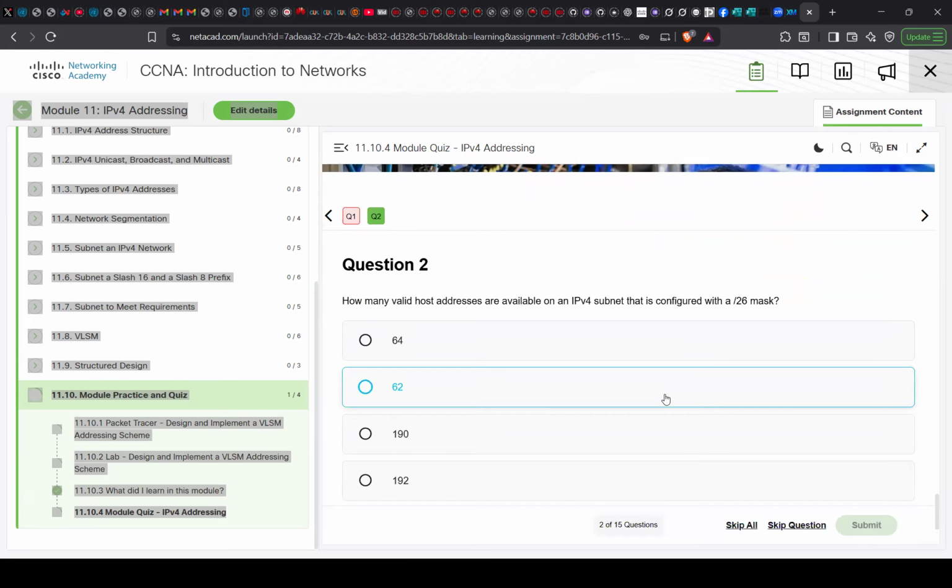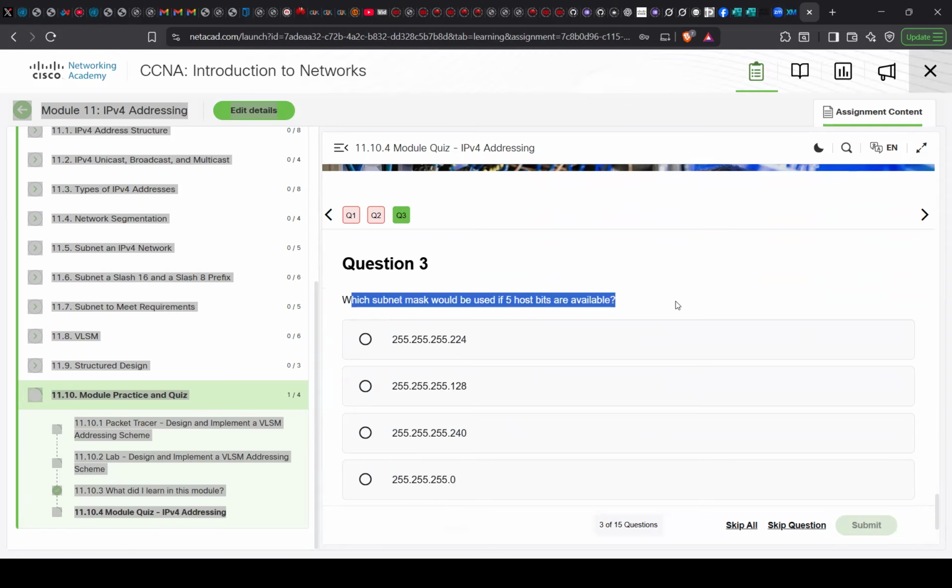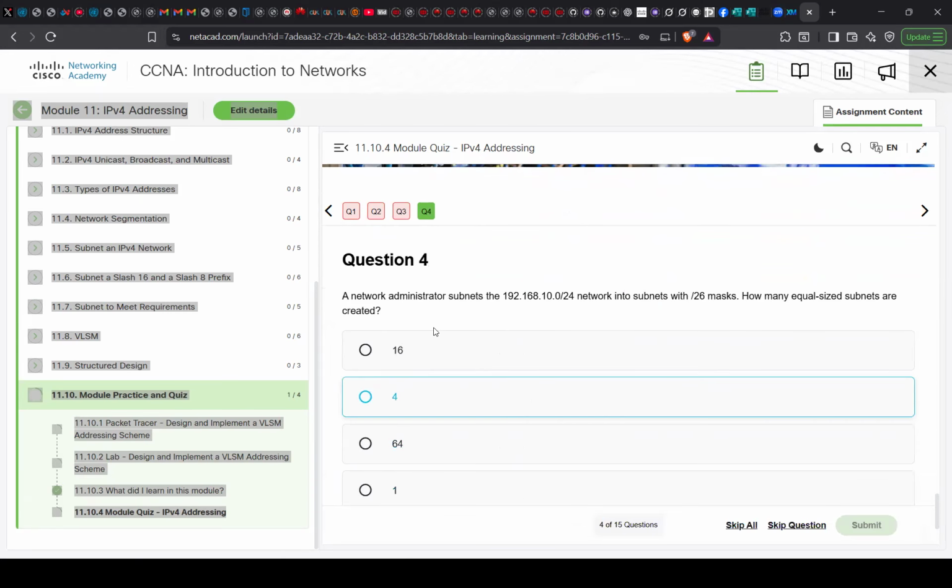How many valid host addresses are available on an IPv4 subnet that is configured with a /26 mask? I think you should be able to answer that. What subnet mask will you use if 5 host bits are available? Those are things you can also do, and we'll build from there. So let me stop there for now.